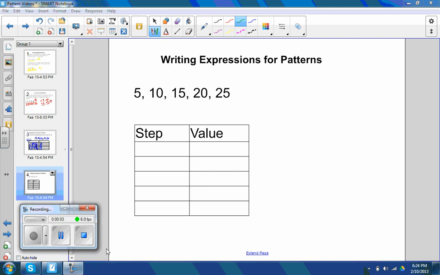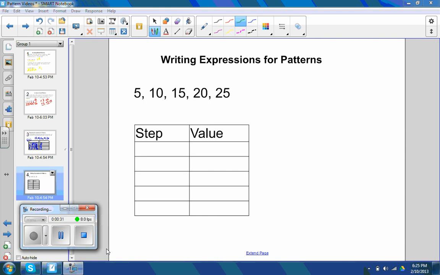So one of the final things we're going to do with our pattern work is to write an expression to describe a pattern. Patterns are related to functions, and since we can predict what's going to happen in the future with a pattern of numbers, we can write an expression to describe that pattern so we could plug in any number and figure out that step of the pattern. I like to use a T-chart with this one also.